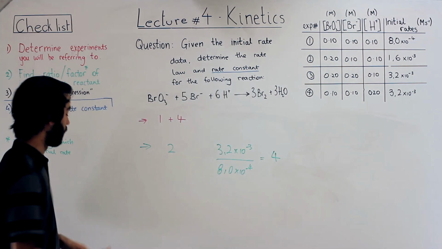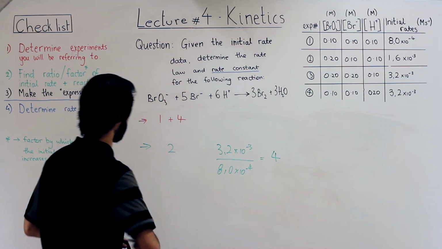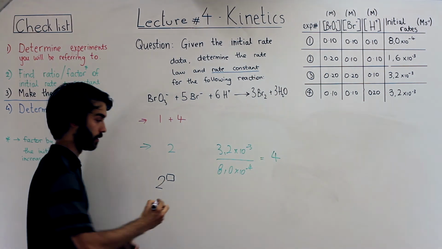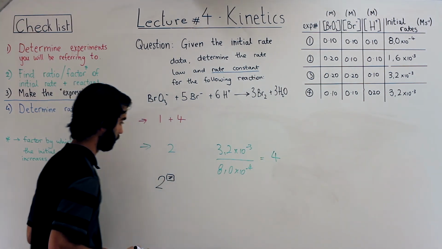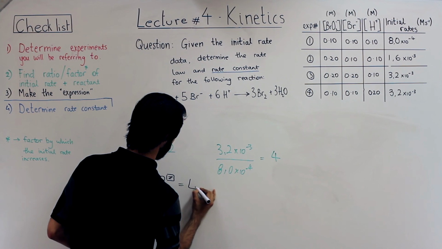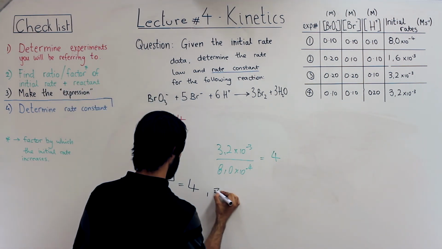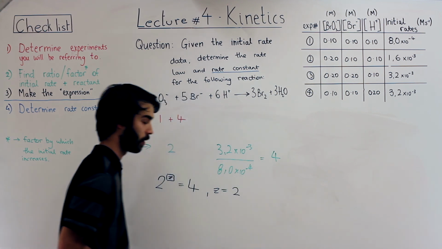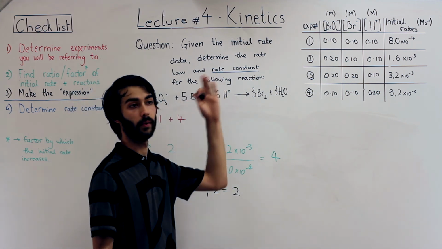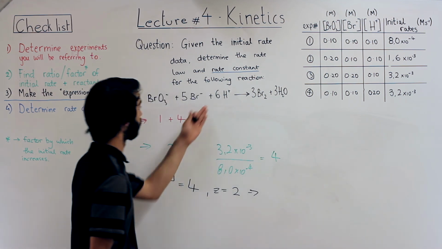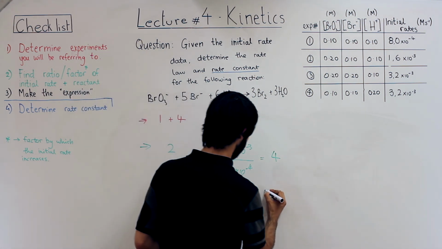So when we come together to make our expression, making this z this time, for clarity's sake, equals 4, when we solve algebraically, z is going to come out to equal 2. And this, unlike before, where our other reactants have been first order, tells us that H+ in this reaction is second order.